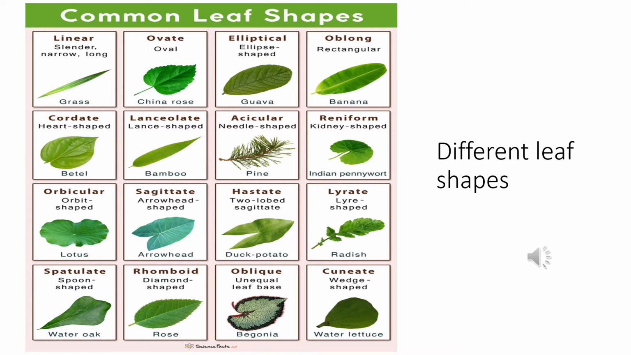Then there is betel leaf, which is heart shaped, known as cordate shaped. Then there are radish leaves, which are lyrate shaped or lyre shaped. There are also bamboo leaves, and the shape of the bamboo leaf is known as lanceolate. So there are so many leaf shapes that are commonly found around us, and if we observe very carefully, we will see that leaf shapes vary greatly in nature.